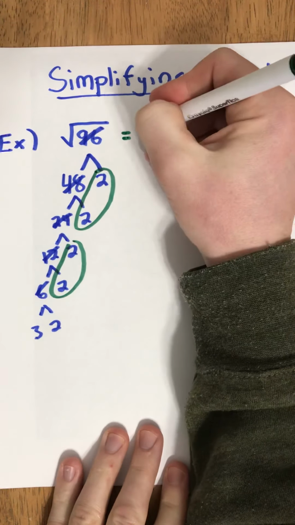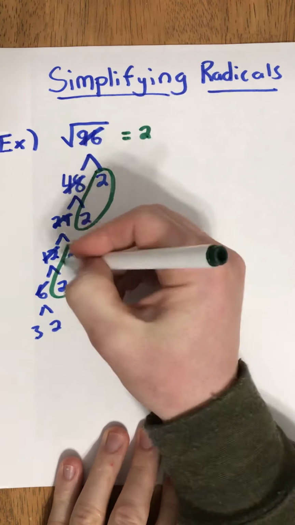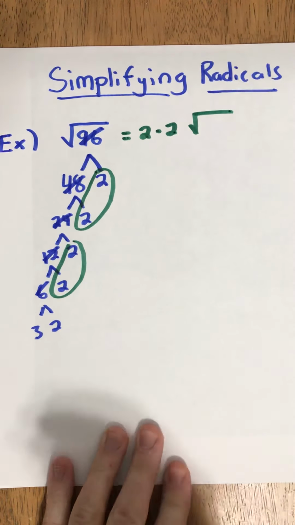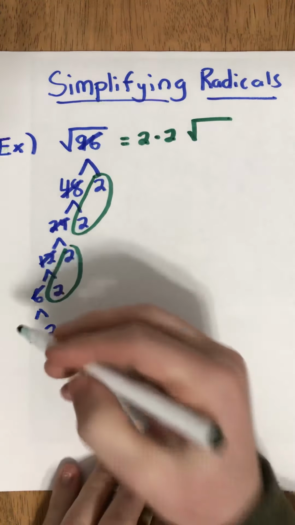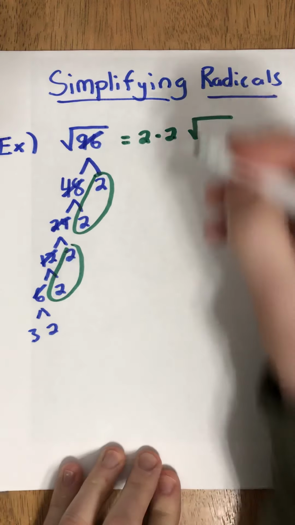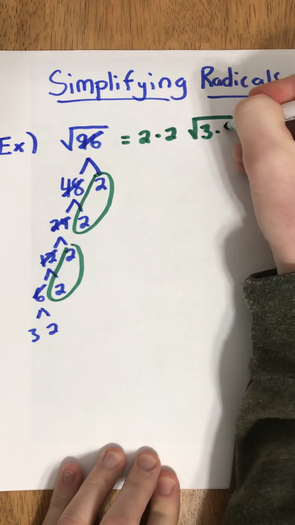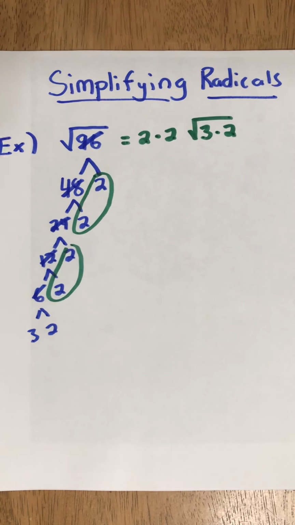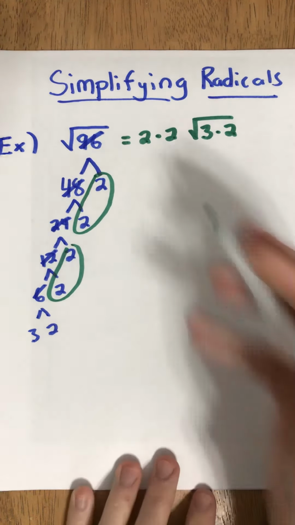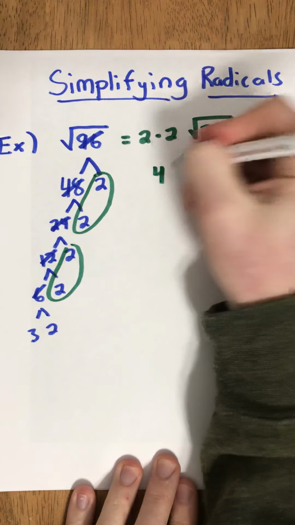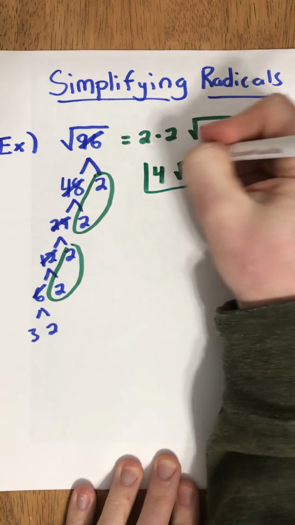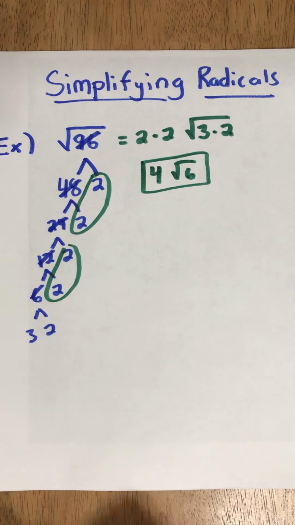So outside this radical, I'm going to put a 2 for this pair and then another 2 for this pair. Now, whatever's left goes inside my radical. So I have a 3 and a 2 that is left. Those are going to stay inside my radical. Now at the end, just to clean this up, we're going to multiply those numbers together. So 2 times 2 is 4, and 3 times 2 is 6. So this square root of 96 will simplify to 4 radical 6.